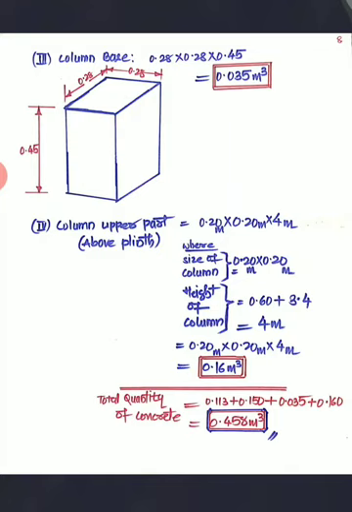So total portions means 3 parts of the footing plus 1 part of the column above the plinth. So that is going to be the total. Now here the total quantity of concrete is 0.113 plus 0.150 plus 0.035 plus 0.16, that is going to be 0.458 meter cube. Now this is the total concrete quantity. So you are going to determine the steel quantity, concreting quantity, and shuttering also you are supposed to determine.